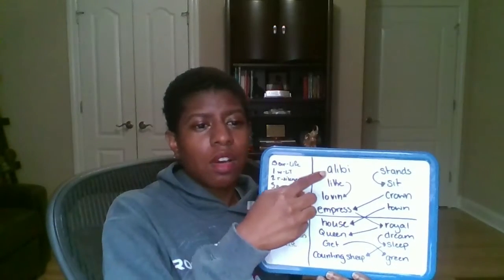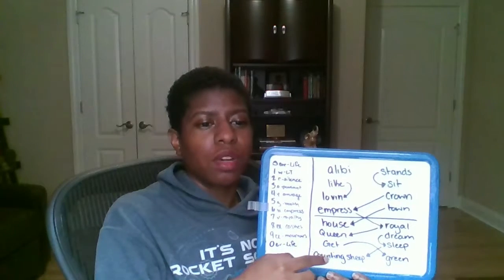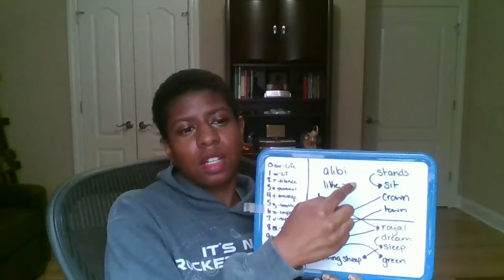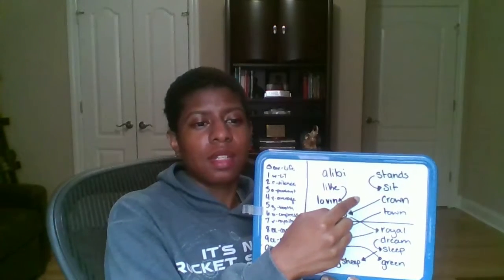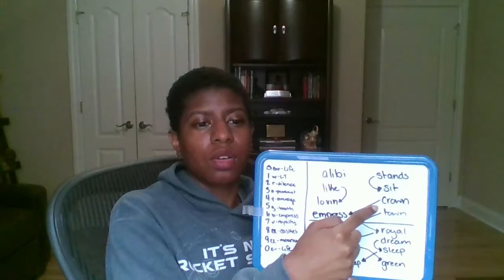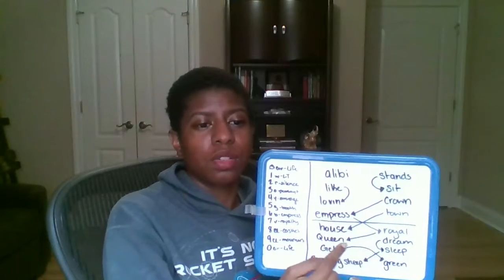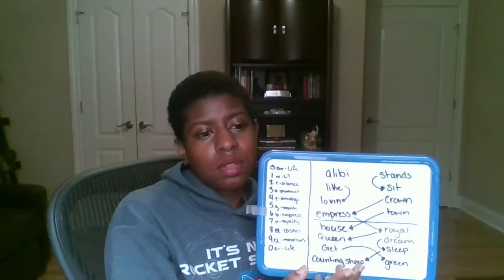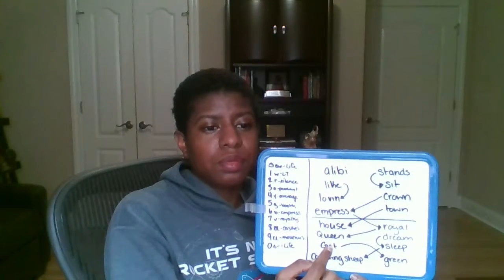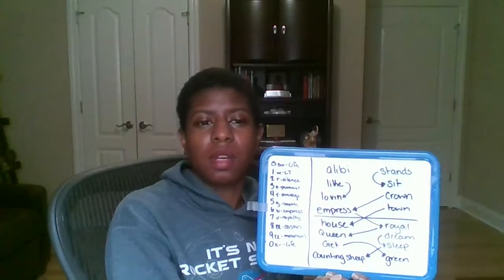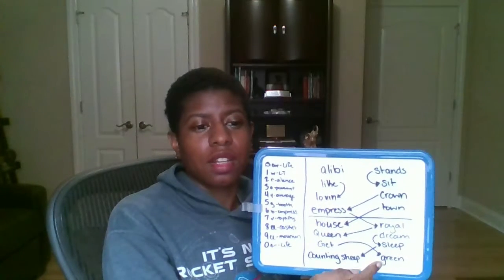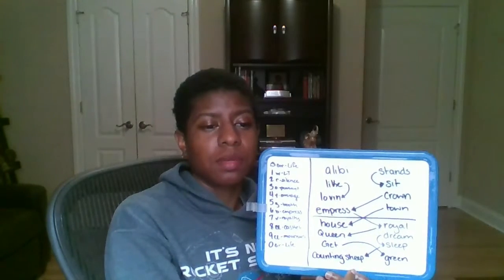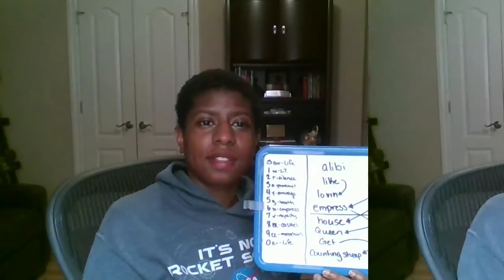As you can see, almost every word here got followed up with some kind of flow chaser. Stand up, sit down, liking, loving, crown to empress to royal to queen, town, house, getting green, money, paper, whatever other green things you like to get. Dream, sleep, counting sheep. See?